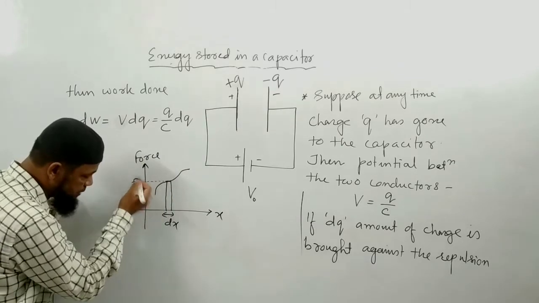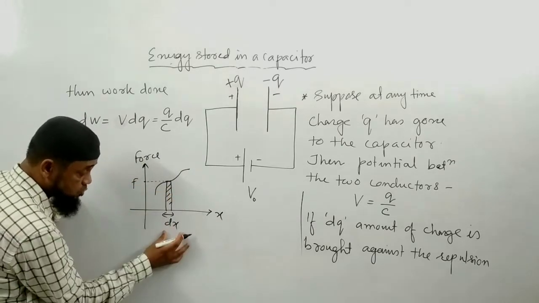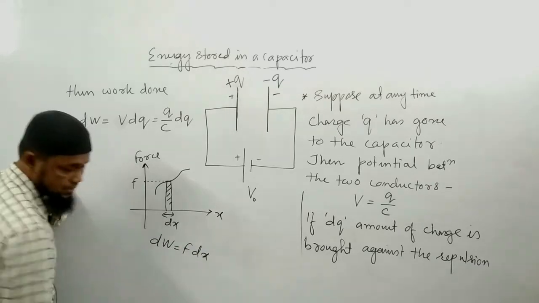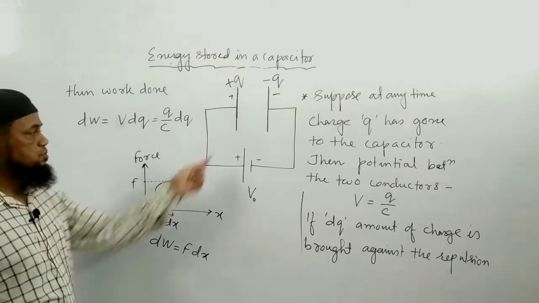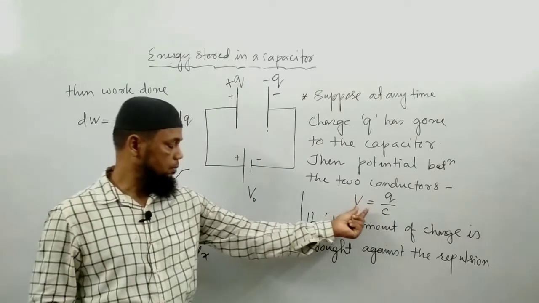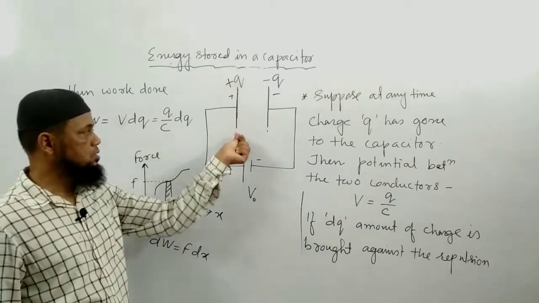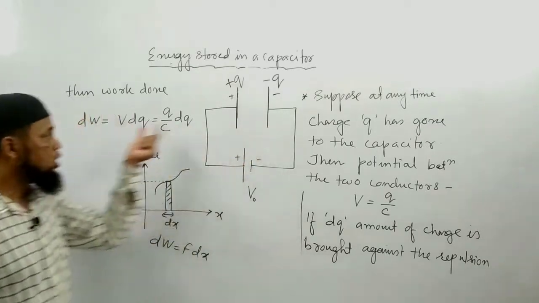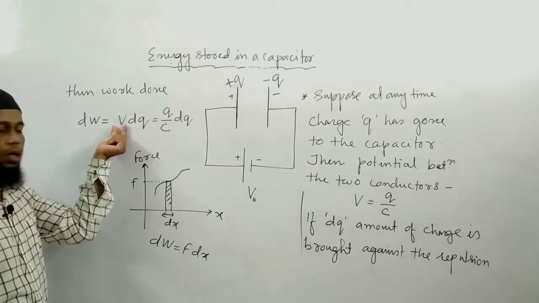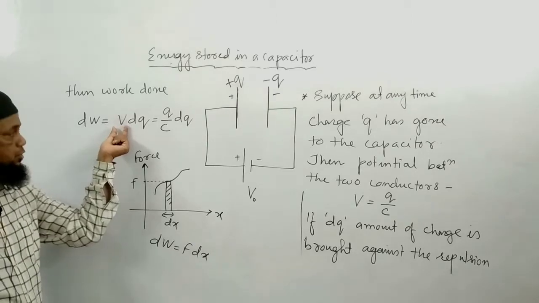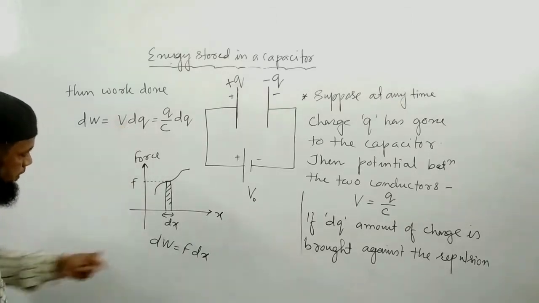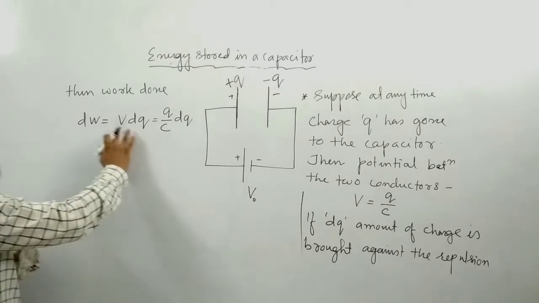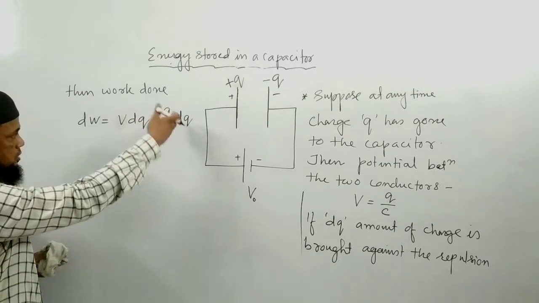Force remains approximately constant. So work done over this small displacement, we can write dW is equal to F dx. The potential difference between the two plates is V. Now we are putting a small amount of charge, in which we can assume the potential to be remaining almost constant. Then work done will become charge into potential difference at that moment. So this is work done: potential difference into charge.